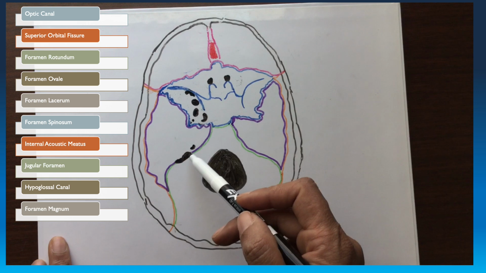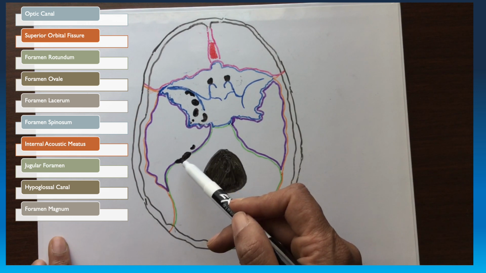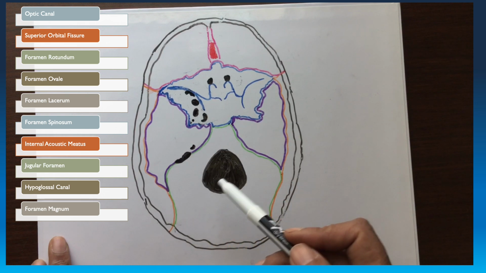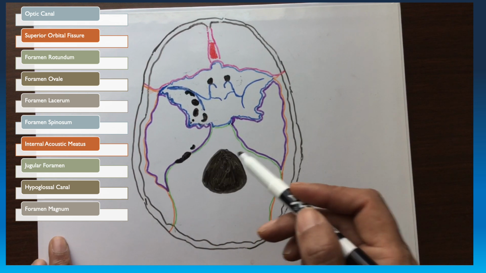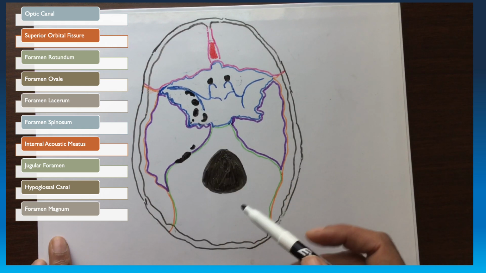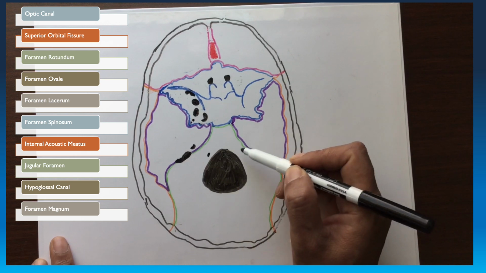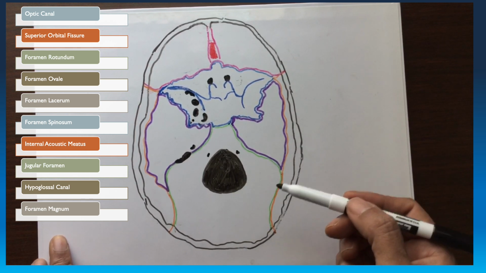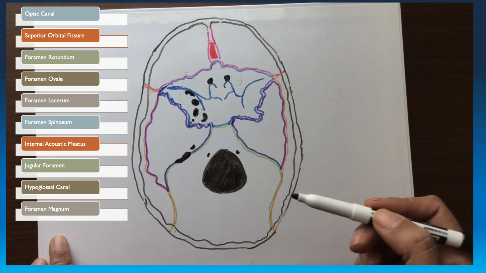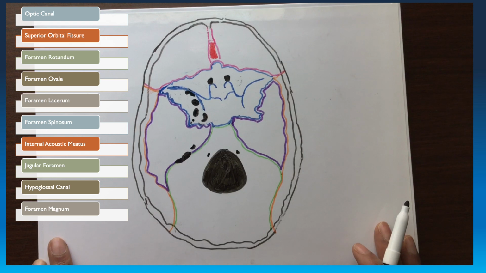So we've got your internal acoustic meatus, your jugular foramen, and now, of course, you know this one, the foramen magnum, but you remember there's one on either side of the foramen magnum. Do you remember what that is? So we're going to draw that right there and right there. That's going to be your hypoglossal canal, right? And there you have it. Those are somewhat of the foramina that you might see, and again, it's super helpful to draw it out, so I definitely encourage that.